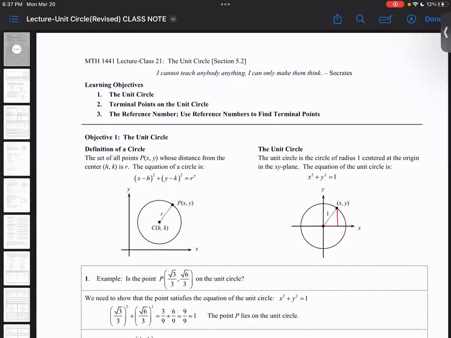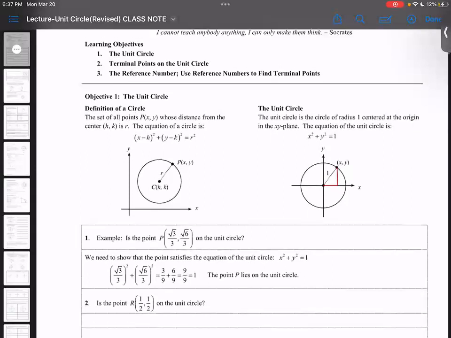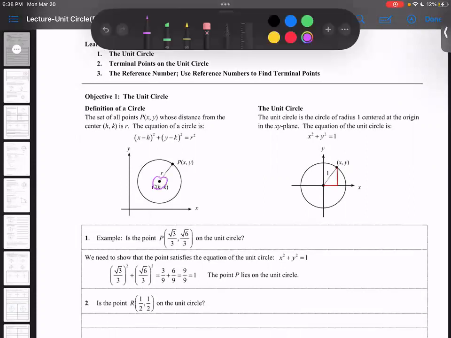Section 5.2, we start with the unit circle in trigonometry. The definition of a circle is the set of all points (x, y) whose distance from the center (h, k) is the radius r. And the equation of the circle is (x minus h) squared plus (y minus k) squared equals r squared.